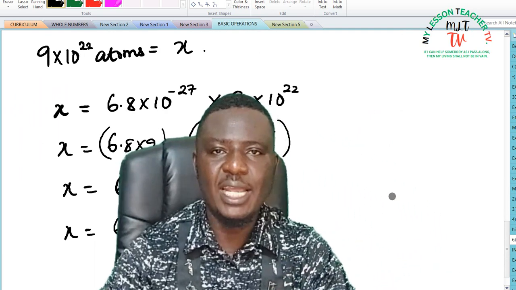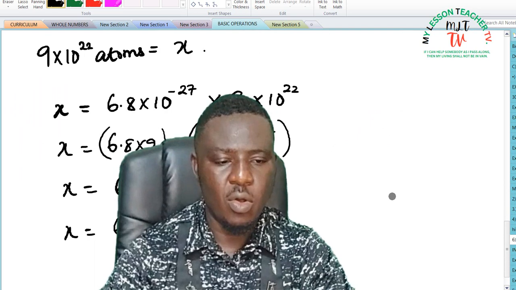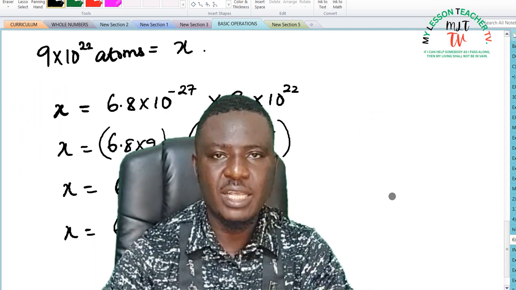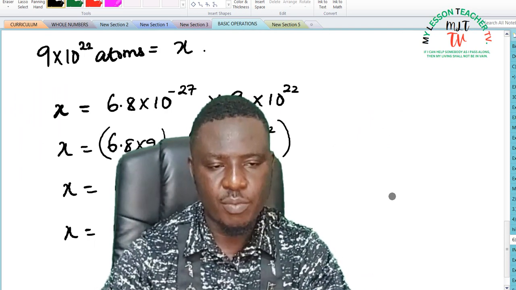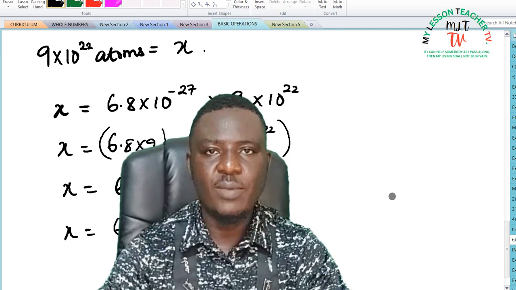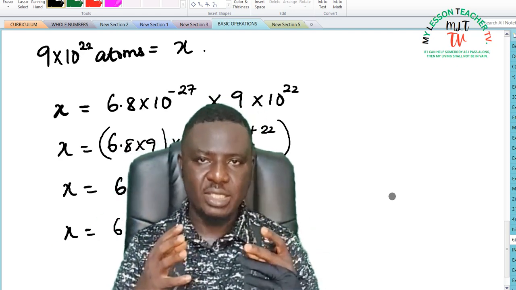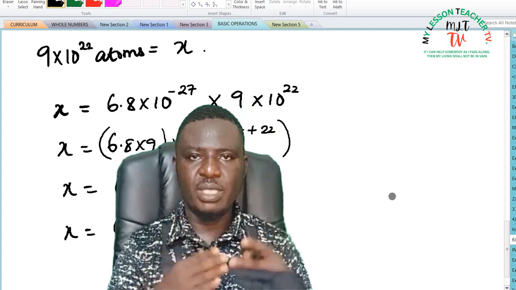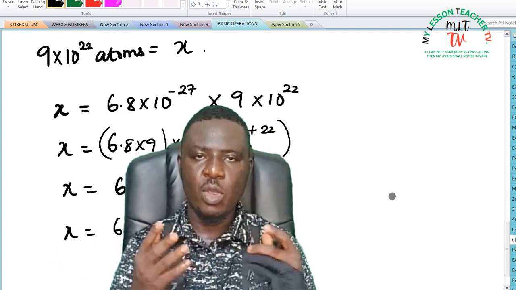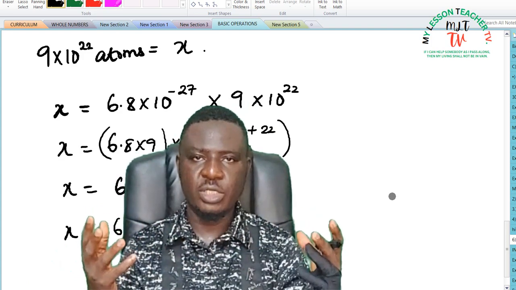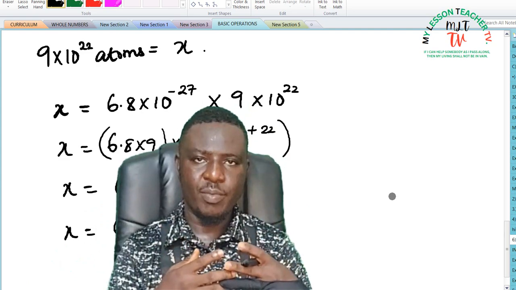That brings us to the end of today's class on mixed calculations involving standard form. In today's class, we have been able to look at exercises on mixed calculations involving standard form, where you have 2 or more operations coming into play.